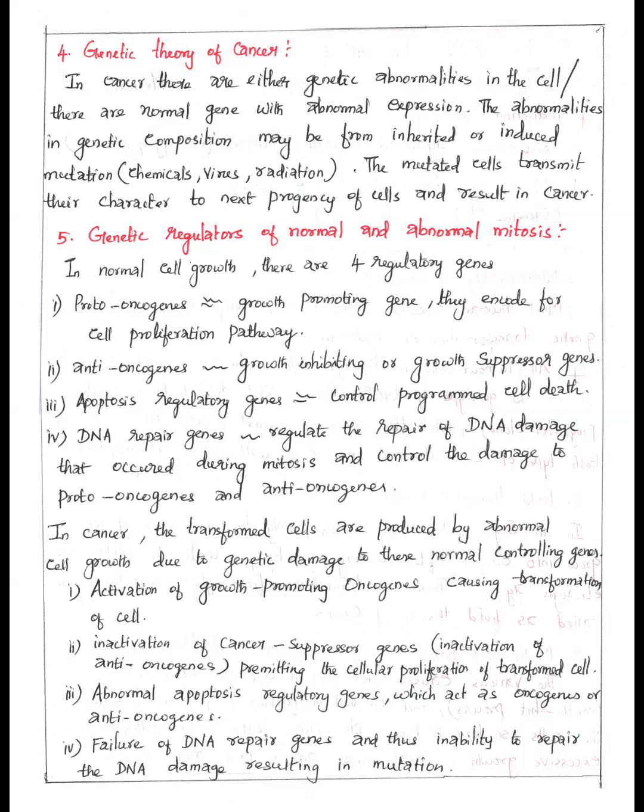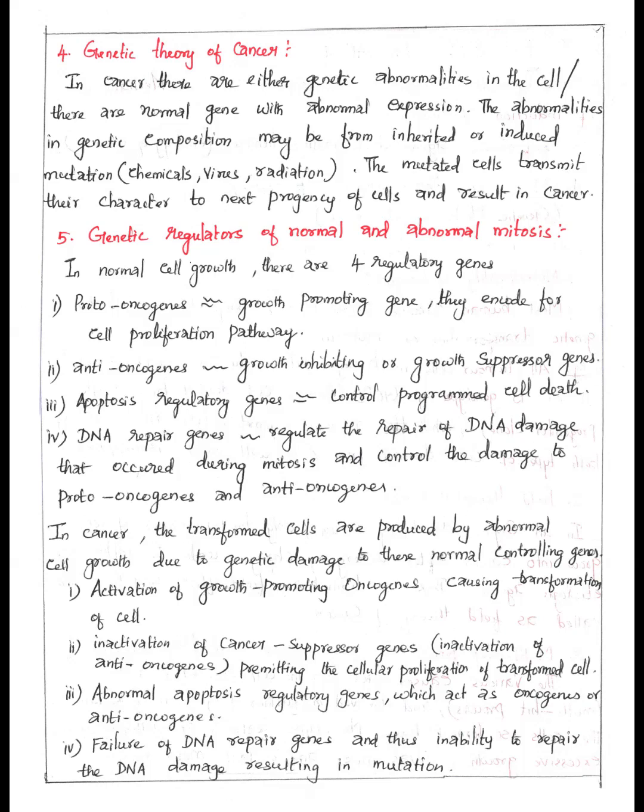The final molecular pathogenesis is based on genetic regulators of normal and abnormal mitosis. There are 4 regulatory genes which control normal cell growth. One is proto-oncogenes, which encode the proliferation pathway and promote growth. Second is anti-oncogenes, which inhibit the growth of genes.